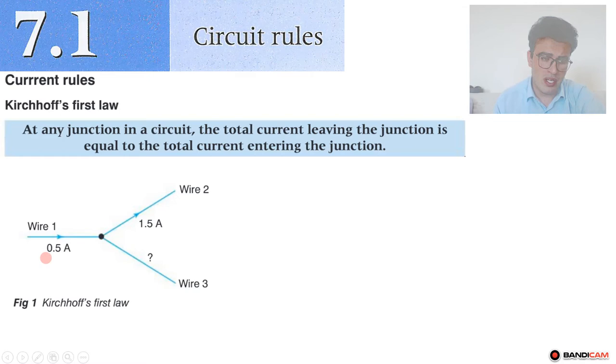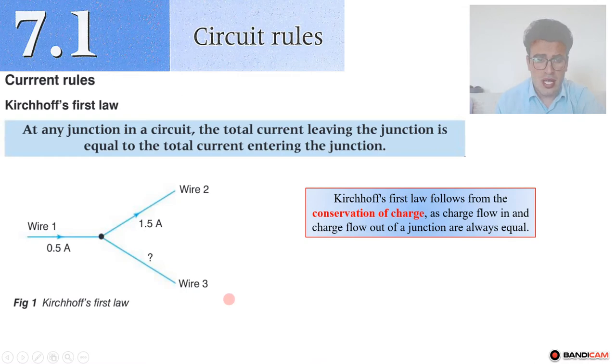Here we have 0.5, so 0.5 plus the current in wire 3. The amount of current passing through this wire must be equal to how much? 1 ampere. Why? Because 1 ampere plus 0.5 ampere is equal to 1.5 ampere. It means that the total current entering the junction is equal to the total current leaving the junction. This is Kirchhoff's first law, the current rule at a junction, dear student. And let me tell you one thing: Kirchhoff's first law is also known as the junction rule.